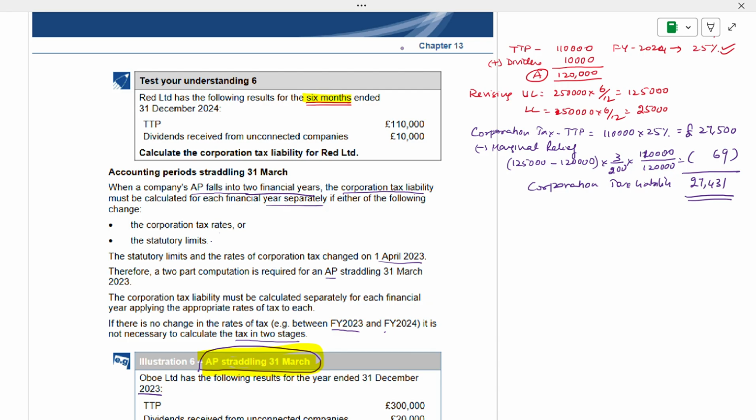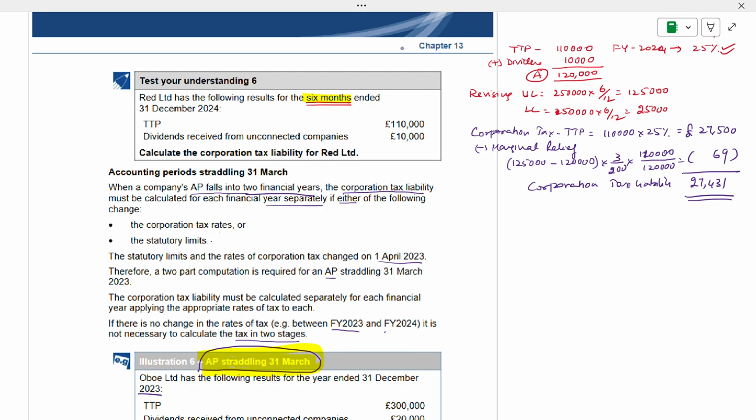See, if either of the following change, the financial years are separate: either the corporation tax rates or the statutory limits. Either the corporation tax will change or statutory limits will change. Okay. If either of these changes, what are we changing? Are we changing the tax rates? No. We are changing the tax rates, no, 19% and 25%, for the previous year. And yes, sir.